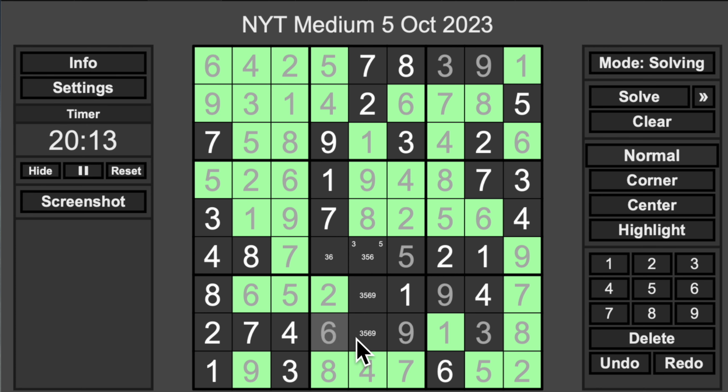3 tells me that's a 6. That's the one thing that hasn't been placed yet. That's a 5. So that's a 3. That's a 6, and that's a 3.